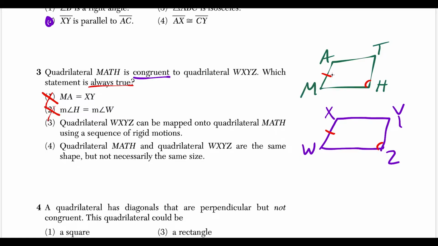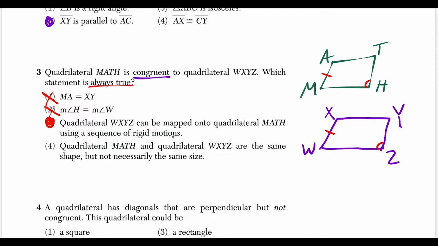We have quadrilateral WXYZ could be mapped onto quadrilateral MATH using a sequence of rigid motions. This is definitely the one, because when you have two congruent figures, we can move this one on top of this one where all the sides and angles fit perfectly with no overlap.